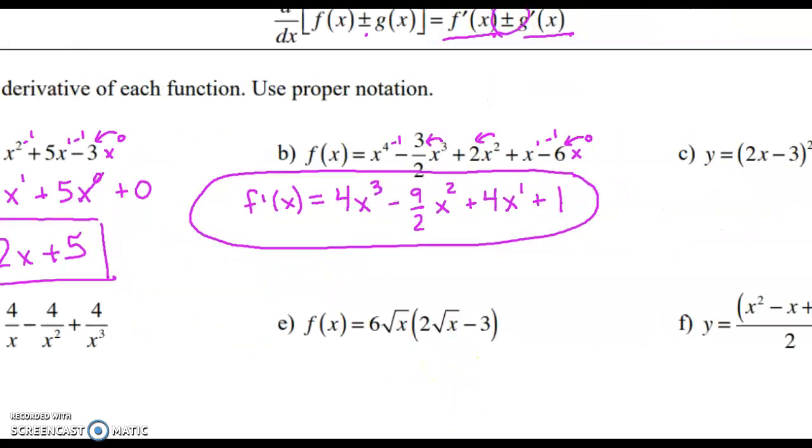All right, let's look at part C. Now, part C is different.